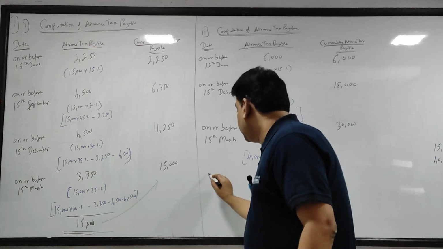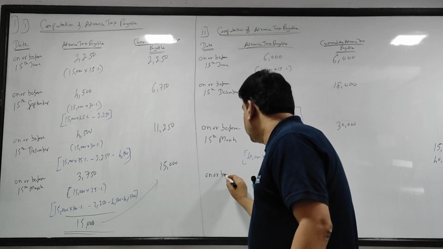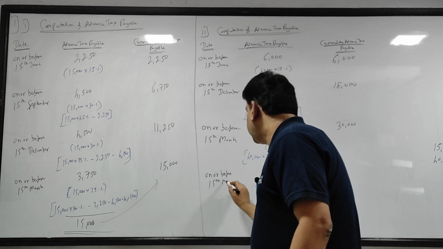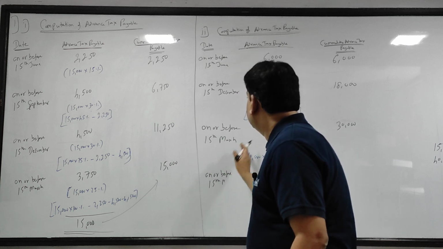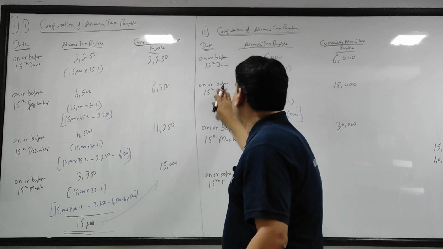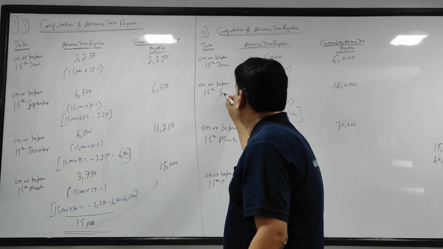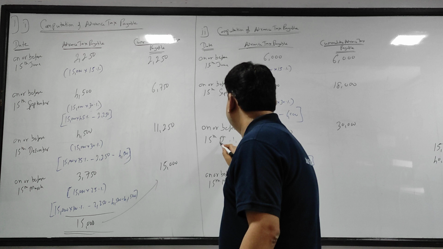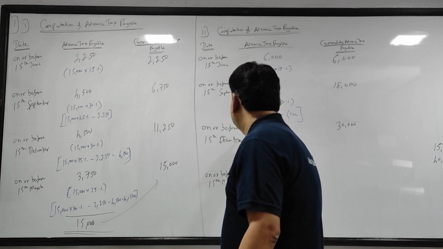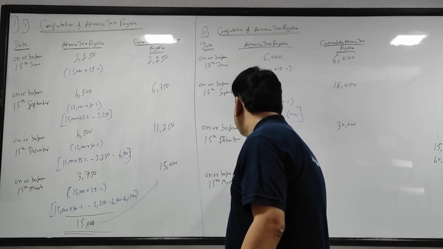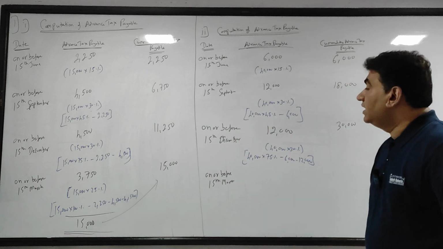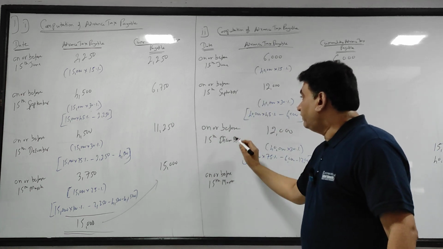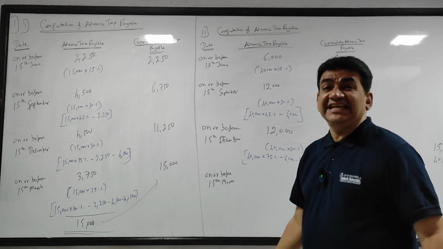And the last वाला, on or before 15. Sorry guys. ये 15 September. Extremely sorry. This is 15 September. Sorry. This is 15 December. This is 15 March. Sorry guys, I made a mistake. Okay, so 15 September and 15 December and 15 March.